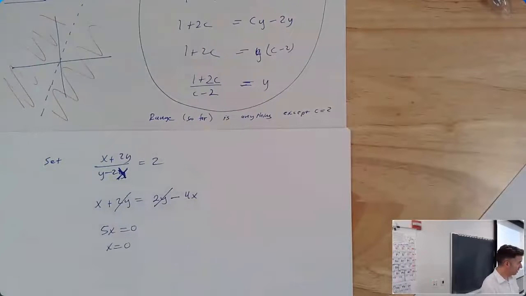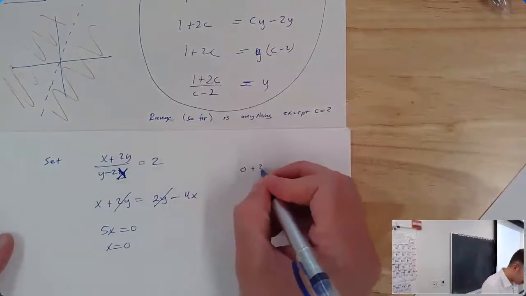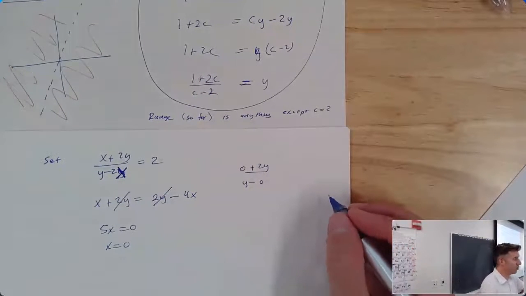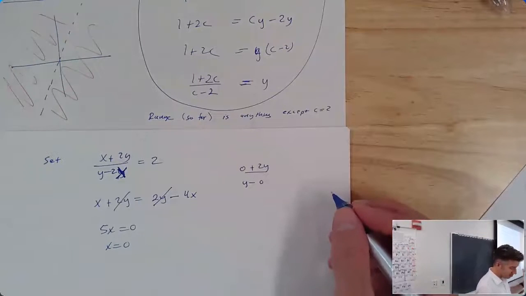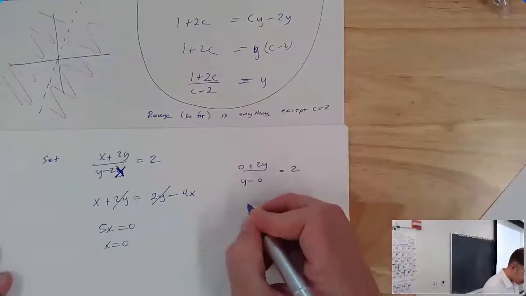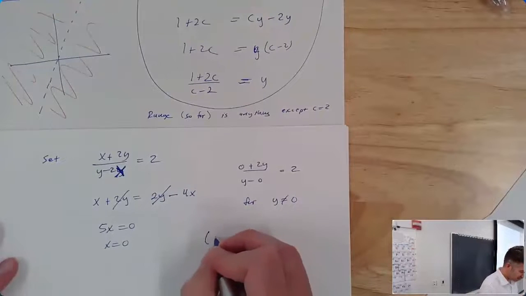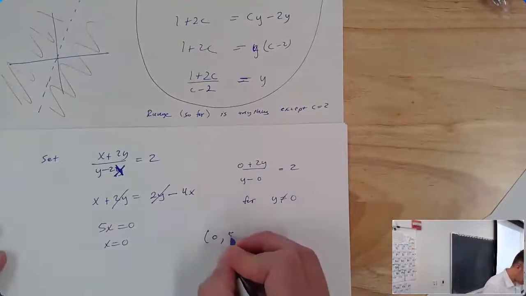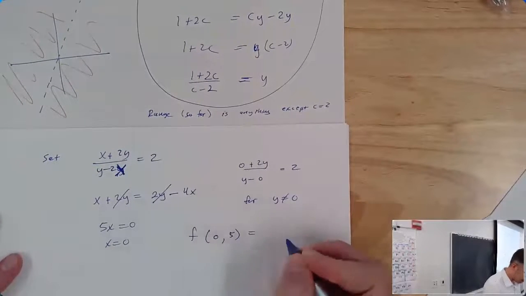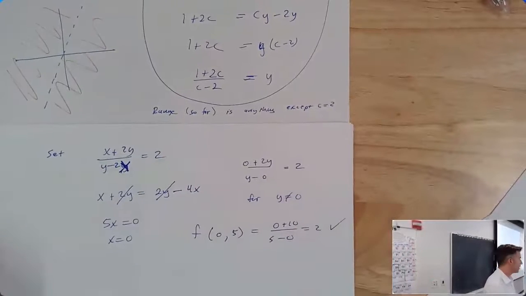Then I go back and double check and say, if I plug in x equal to 0, does it work? Does 0 plus 2y over y minus 0 equal 2? Yes, as long as y is not 0. Y couldn't be 0 here because 0 plus 0 over 0 minus 0 is not a function. So this equals 2 for y not equal to 0. For example, if you have x equal to 0 and y equal to any number you like, that'll give you an output value of 2. F of 0 comma 5 is equal to 0 plus 10 over 5 minus 0, which is 2. Check.